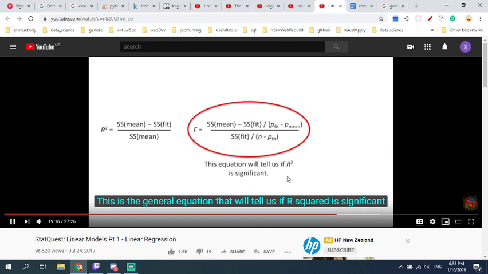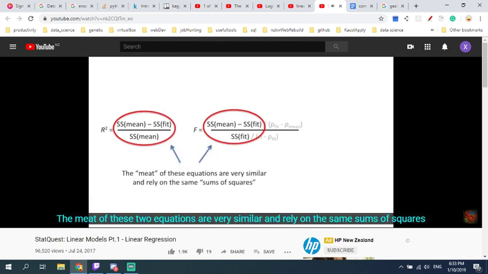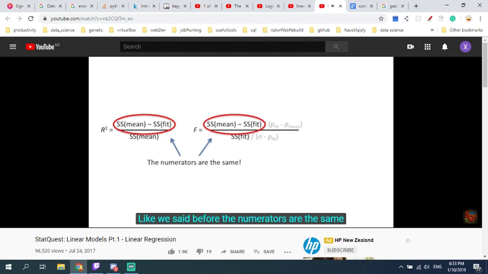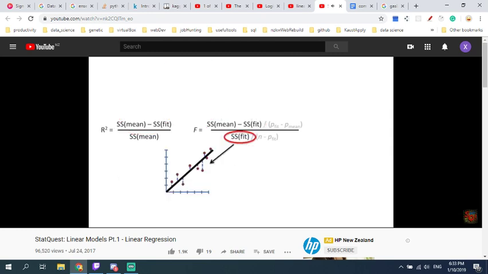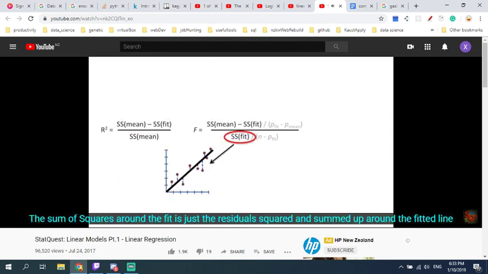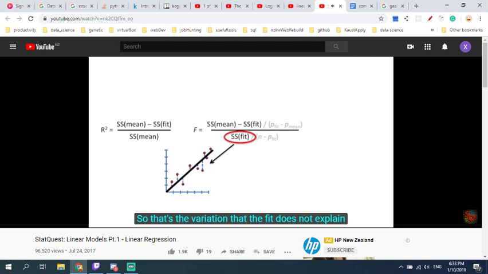That will tell us if r squared is significant. The meat of these two equations are very similar and rely on the same sums of squares. Like we said before, the numerators are the same. In our mouse size and weight example, the numerator is the variation in mouse size explained by weight. And the sum of squares around the fit is just the residuals squared and summed up around the fitted line. So that's the variation that the fit does not explain.